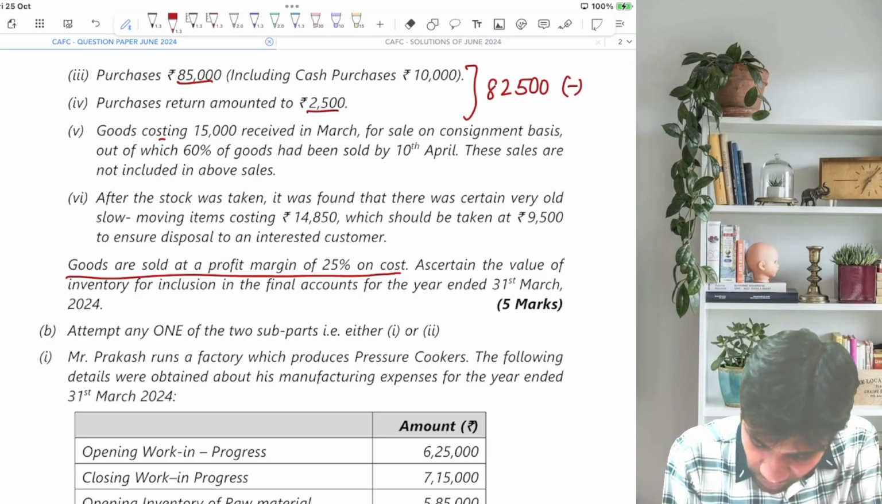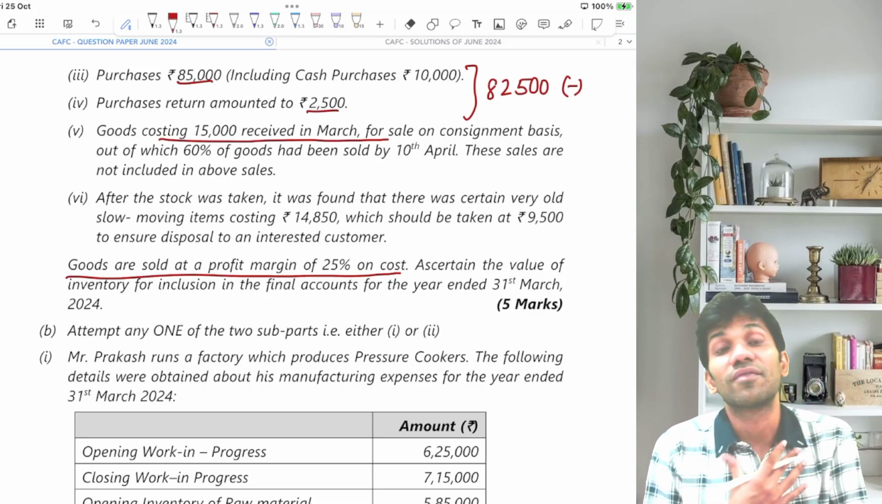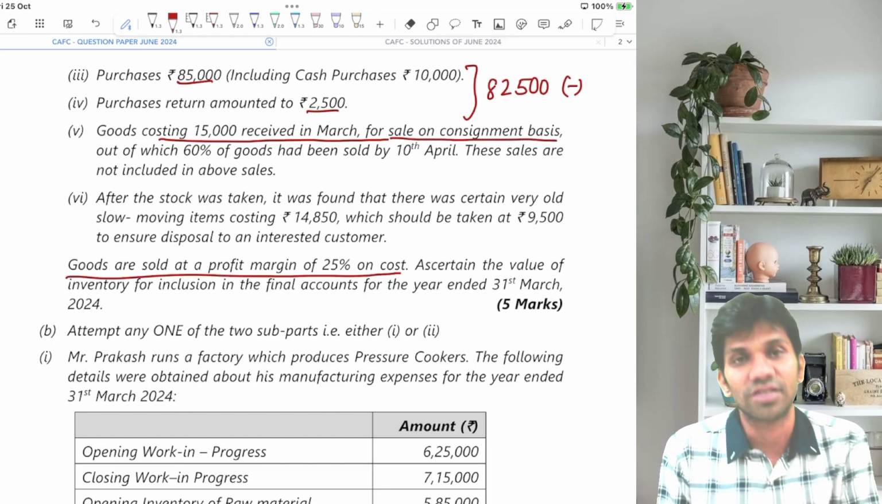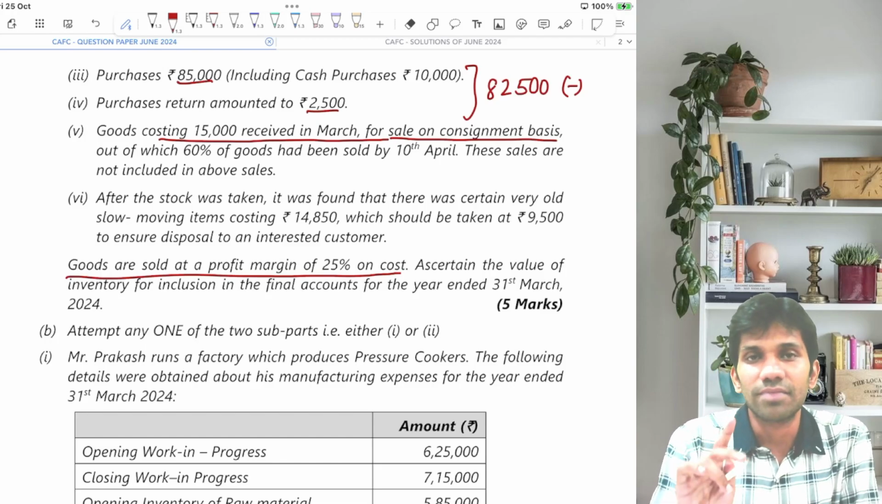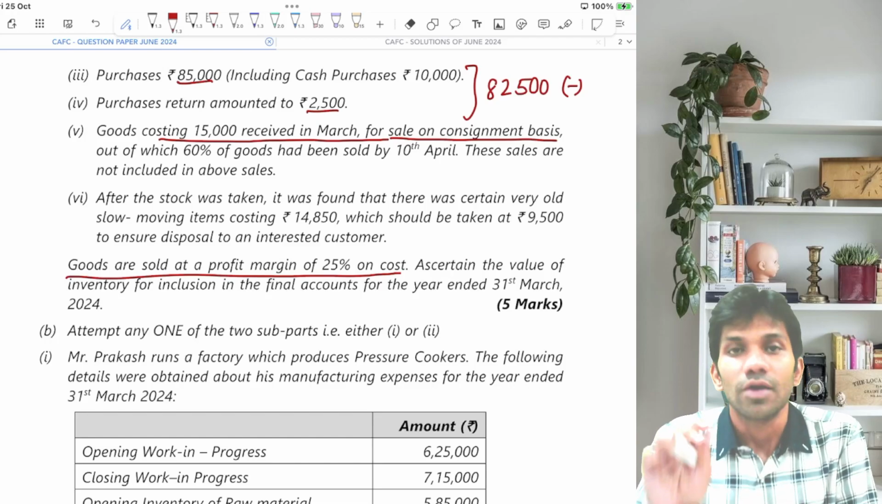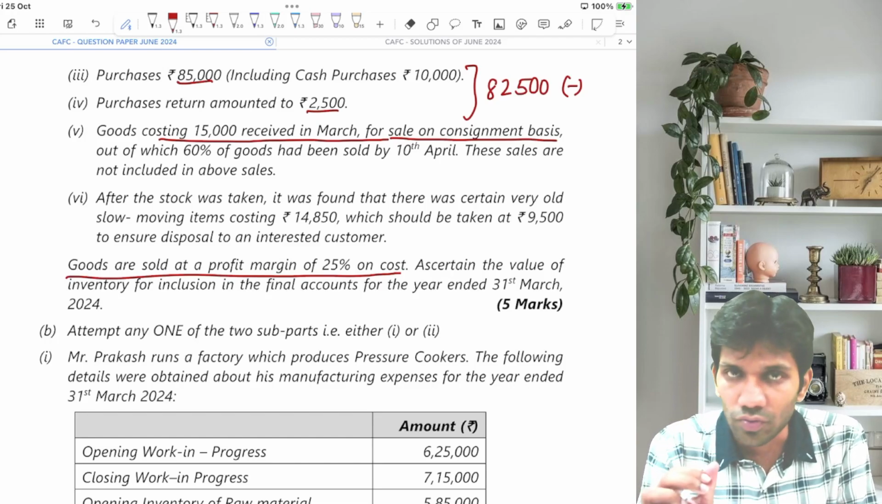Goods costing 15,000 received in March. So we have received goods costing 15,000 in the month of March for sale on consignment basis. Now what is consignment basis? Consignment means there are two parties in a consignment. One is the consigner, one is the consignee. Who is the consigner? The owner of the goods.